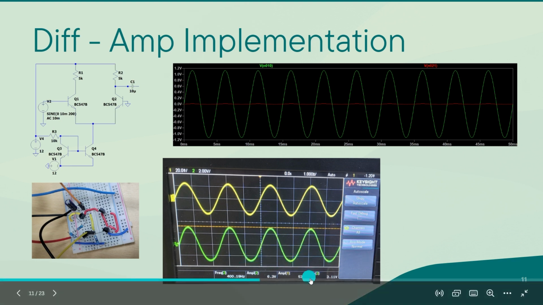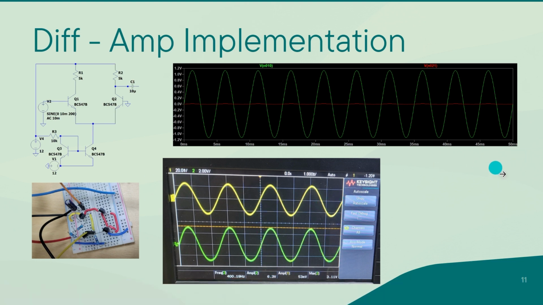For a given amplitude of around 53 millivolts, we are getting around 6.3 volts, which is a gain of more than 100x. So we are successfully able to implement and achieve a gain of 100x using our BJT based differential amplifier.